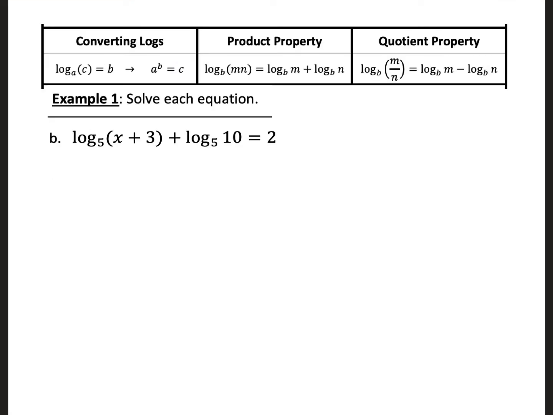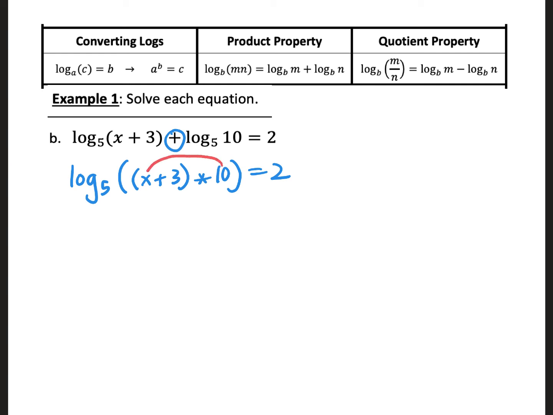All right, my last example, we have log base 5 of x plus 3 plus log base 5 of x equals 2. Again, that plus tells me I can combine them using multiplication. So I'm going to have log base 5 of, and then in my parentheses, I technically have x plus 3 times 10, which was my second thing after my log, all equal to 2. Now I am going to simplify.